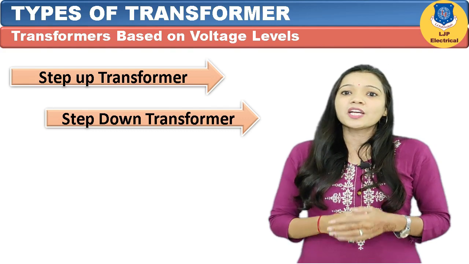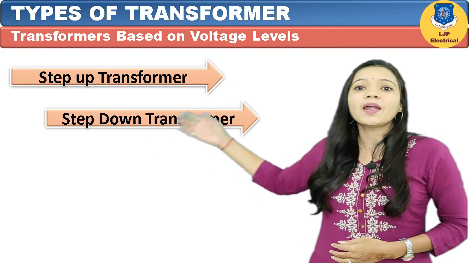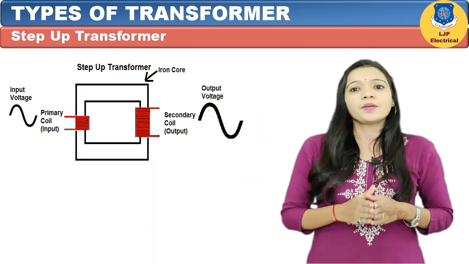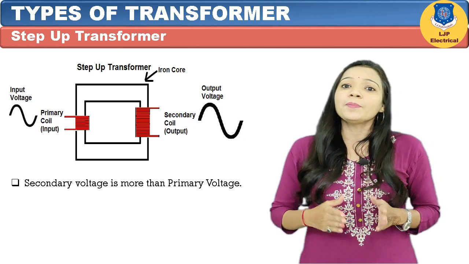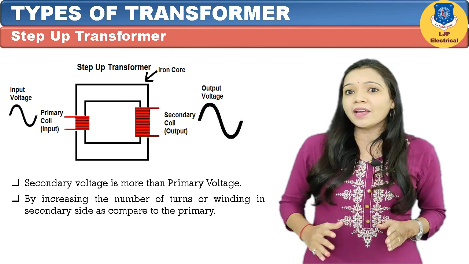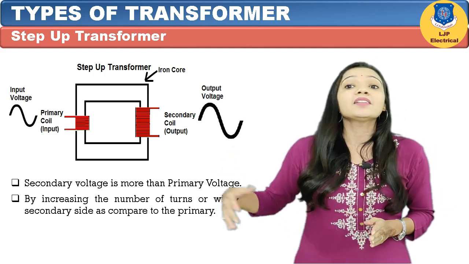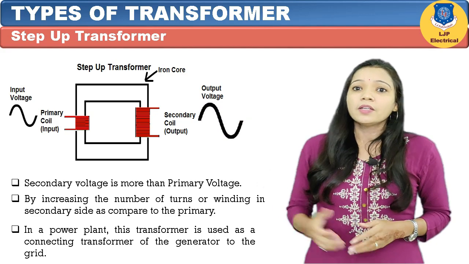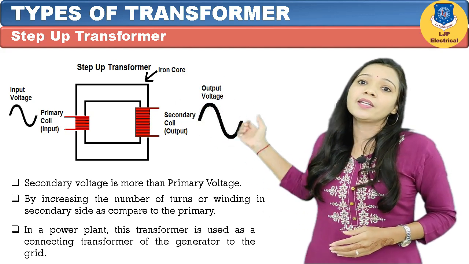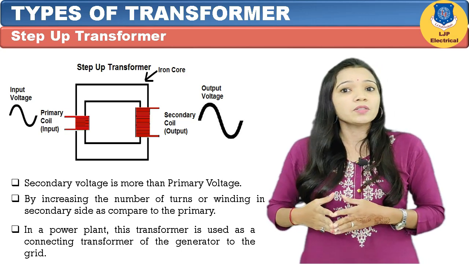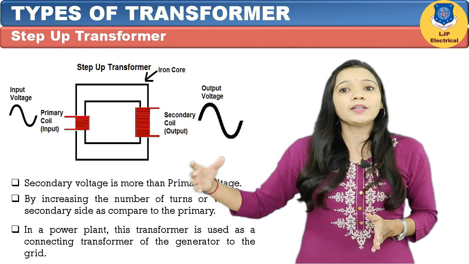So let's discuss the transformer based on voltage level. The transformers are classified as step up transformer and step down transformer. Let's start with the step up transformer. As the name suggests, the secondary voltage is stepped up with a ratio compared to the primary voltage. This can be achieved by increasing the number of turns or winding on the secondary side as compared to the primary side. You can see in the figure here the number of turns in the secondary winding is more than the primary winding. In a power plant, this type of transformer is used, connected between the generator and the grid.